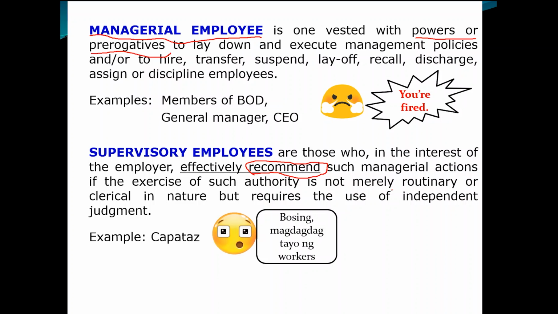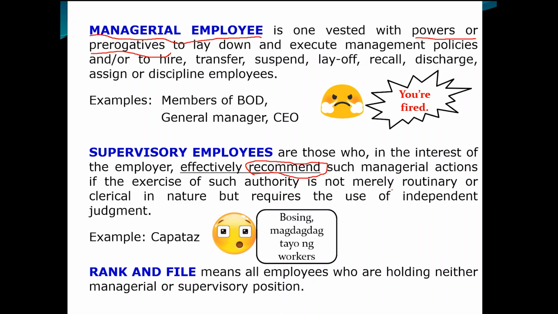Ano naman yung lowest level? Rank and file. All employees who are holding neither managerial or supervisory position. Kung wala ka sa managerial level, wala ka sa supervisory level, then you are a rank and file employee.